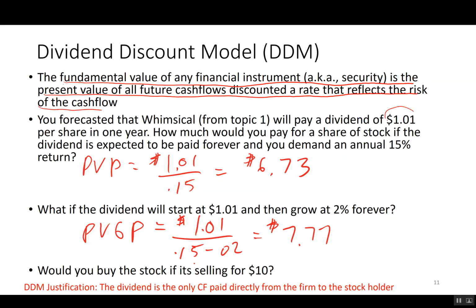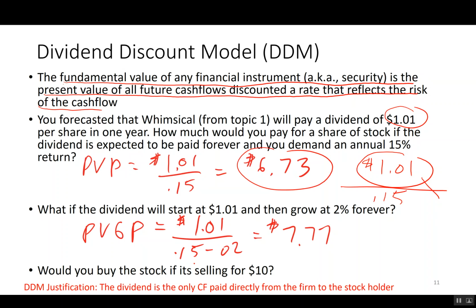So we forecasted that this company is going to pay $1.01 per share next year. And then let's assume that that goes on forever, a no-growth perpetuity. I'm going to apply my present value perpetuity formula of my cash flow over my discount rate, and I would pay $6.73 today.